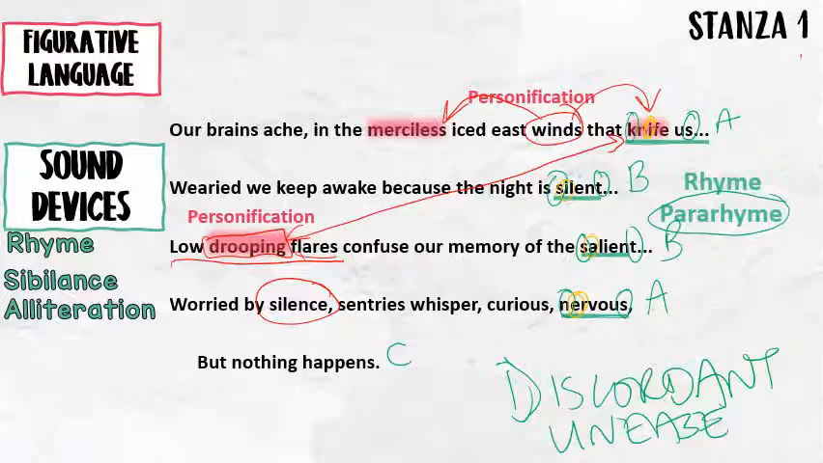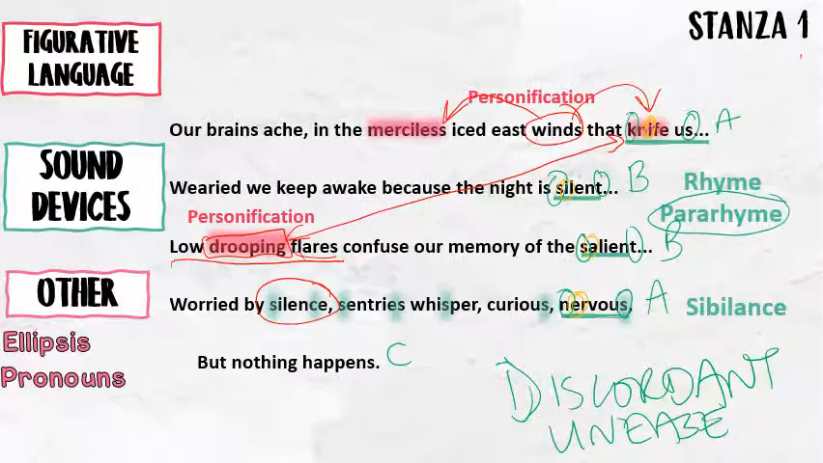Okay, let's move on. So, before I get carried away. Now let's look at some other parts, other features that we can identify. So, what I want to look at is the use of the ellipsis and pronouns.